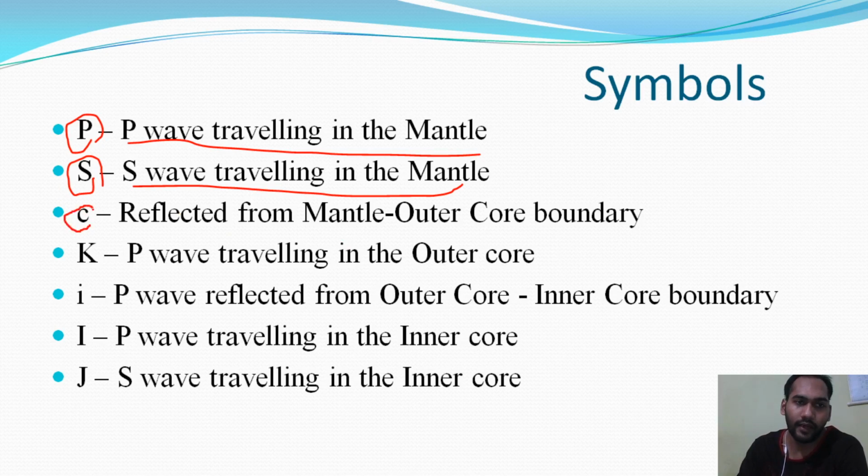Then small c. What is small c? When reflected from the mantle outer core boundary. That may be either P or S. For both cases, for both P wave and S wave, which are reflected from the mantle outer core boundary, we will name it with small c.